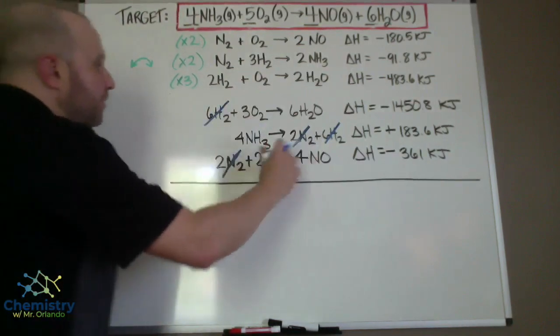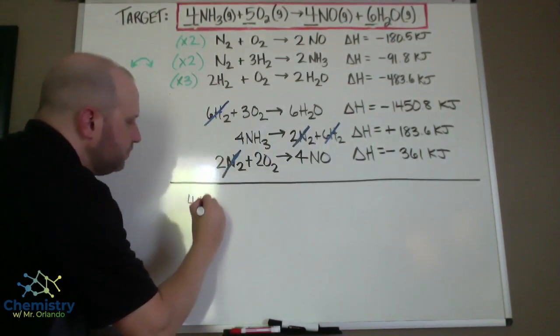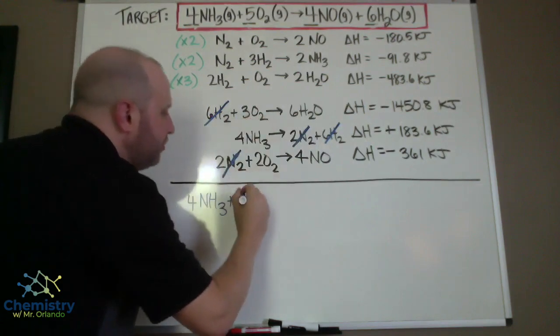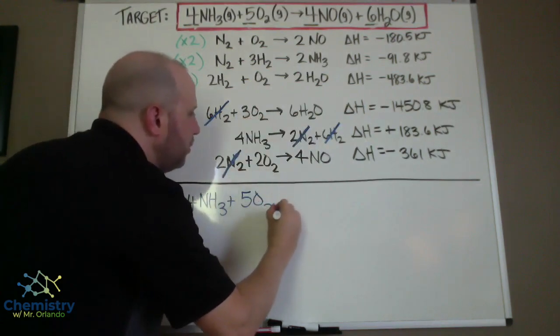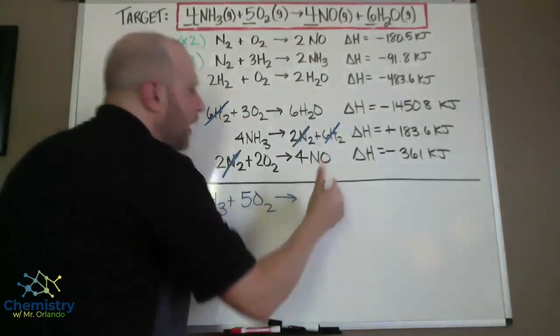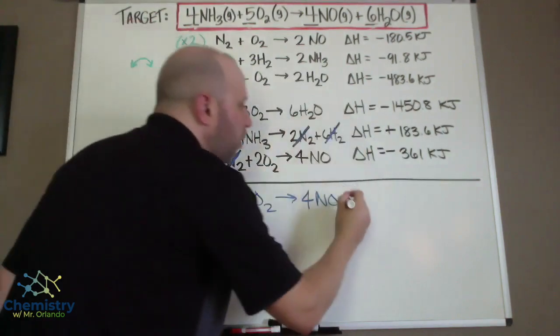So now I'm going to simplify this. I'm going to keep my 4 NH3. I'm going to add together my oxygen to get 5 O2. On the product side, I have 4 NOs. That's a good part there. And 6 waters.